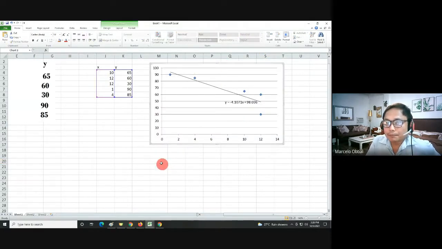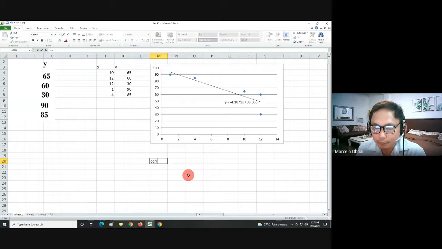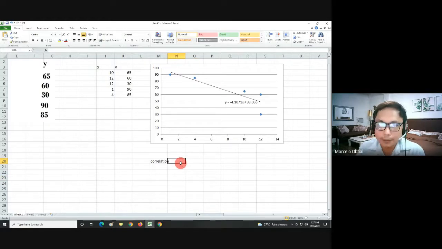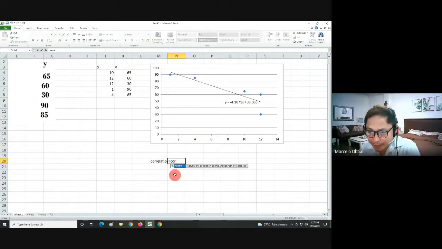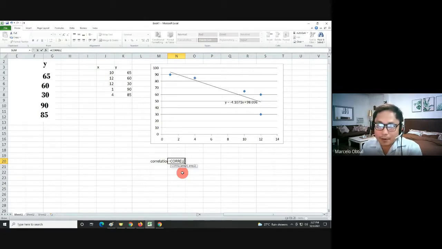Now, for your R, for the correlation, okay, you make a formula, any cell, press equal, then you type correl. Magsasuggest siya ng correl, you just click this suggestion. The instruction here is you must highlight array 1, array 2, then comma din array 2. Hindi yan sinabi mauna si X, hindi mo sinasabi mauna si Y, no? Kahit saan dyan po pwede, pareho lang yung answer.